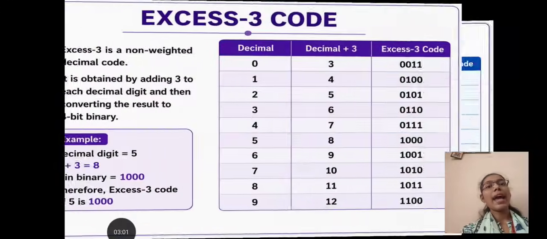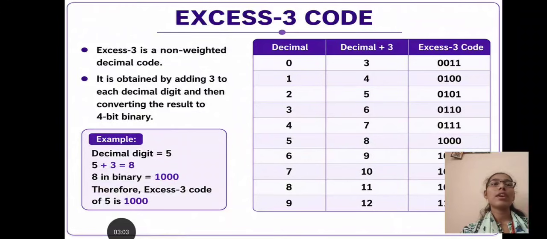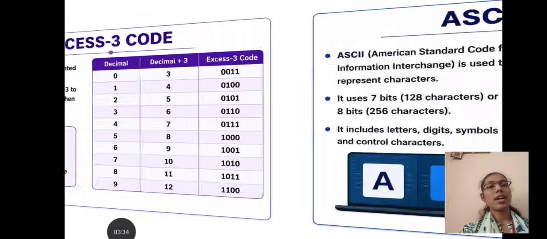Next, XS3 code. XS3 code is also a non-weighted code. To obtain it, we add 3 to each decimal digit and convert the result into binary. For example, we take 5. 5 plus 3 is equal to 8. So the XS3 code of 5 is 1000. In this table we see the decimal, decimal plus 3, and the XS3 code. We take any decimal, add 3, and get the XS3 code. This is known as XS3 code.